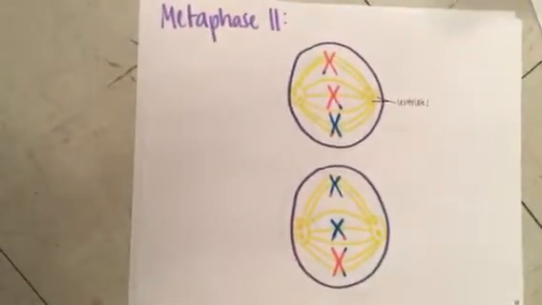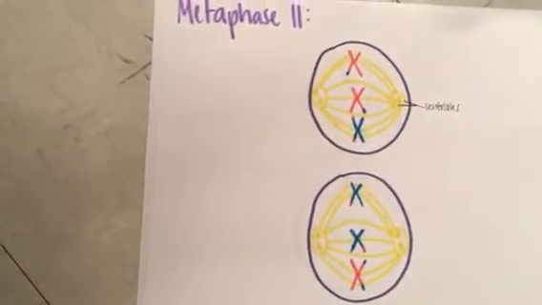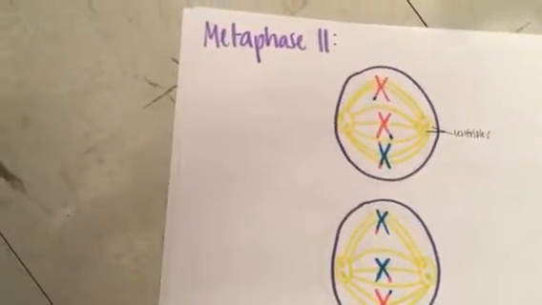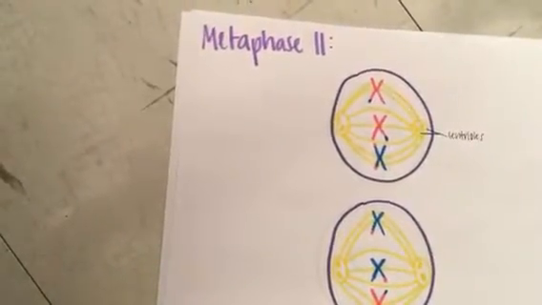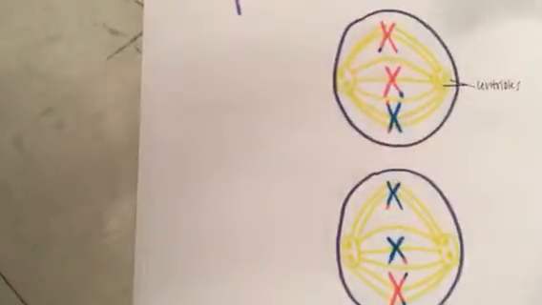In metaphase 2, the chromosomes line up at the equator. The 2 sister chromatids of each chromosome are captured by microtubules from opposite spindle poles. In metaphase 2, the chromosomes line up individually along the metaphase plate. And the centrioles are still right here.